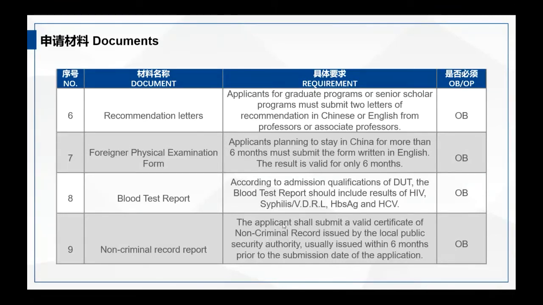7. The foreigner physical examination form. This form has the validity of 6 months, so please make the arrangements to do your physical examination. 8. Blood test report. According to our admission standard, your blood test report should include results of HIV, syphilis, hepatitis B, and hepatitis C. And for the 9th document, it will be the non-criminal record report.